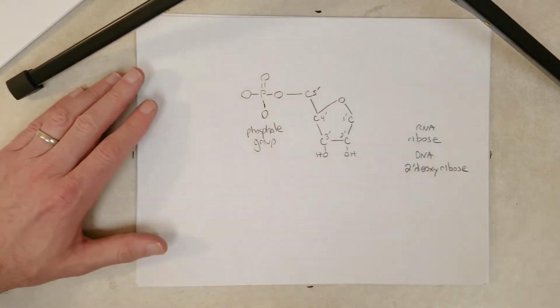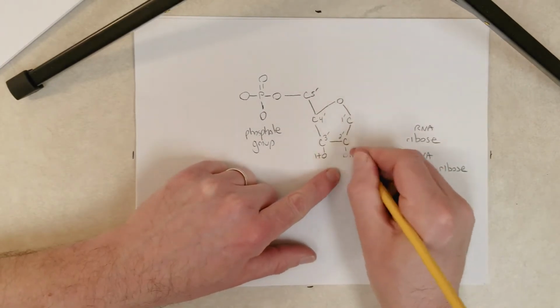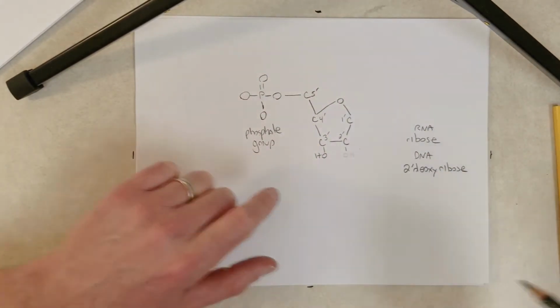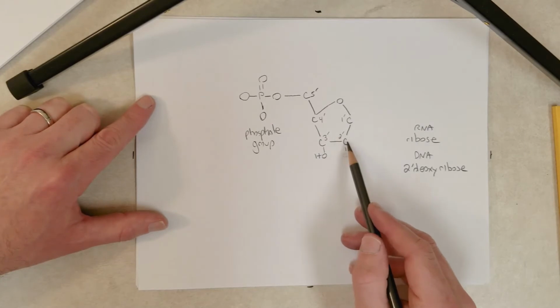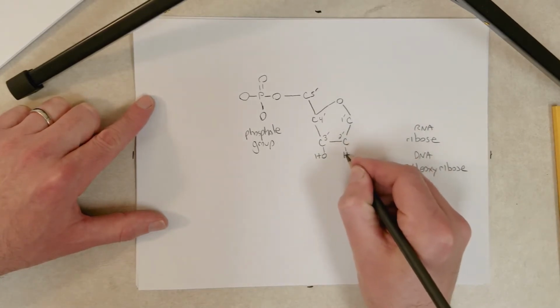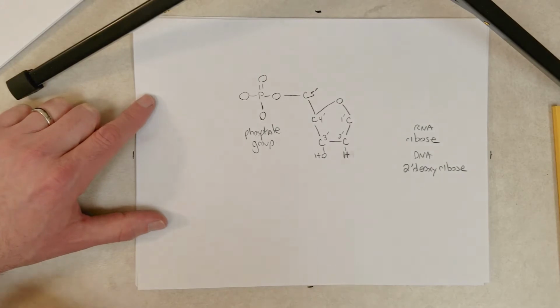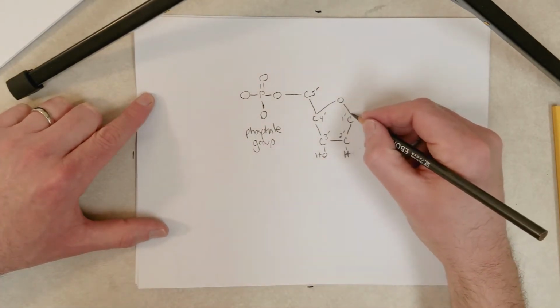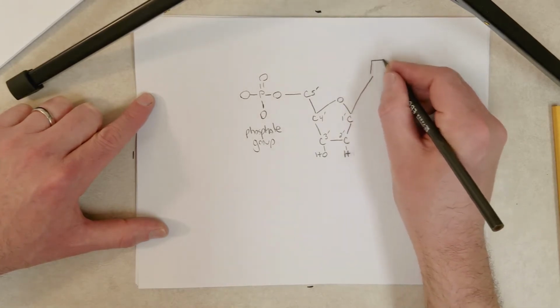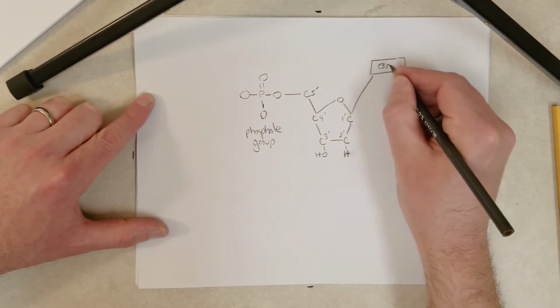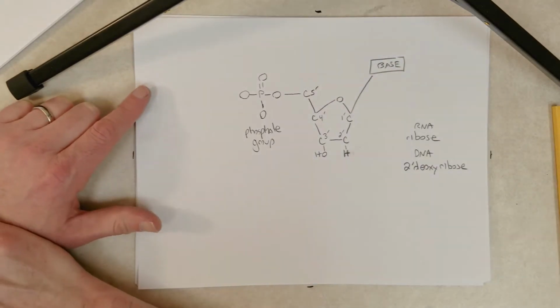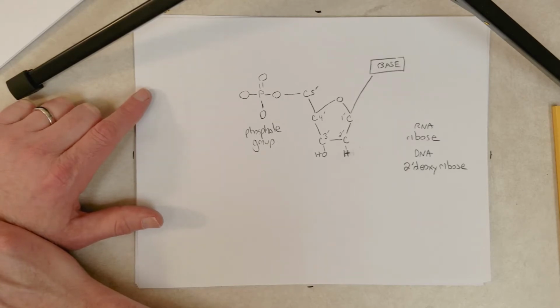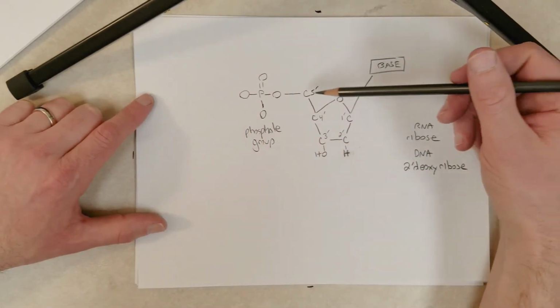In that case, you can see this little 2-deoxy. This is the 2' carbon, so this would just be an H right there if this is a nucleotide of DNA. Now, the 1' carbon is attached to a nitrogenous base. For now, I am just going to write it just like that. The base is going to be adenine, guanine, cytosine, or thymine. So this is the basic structure of a nucleotide.